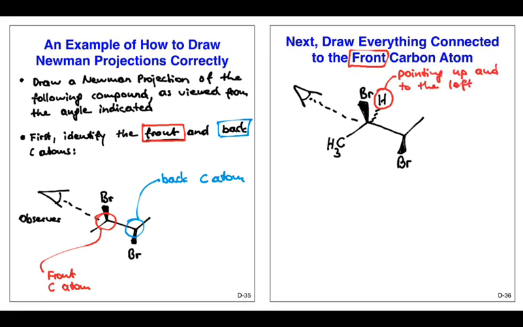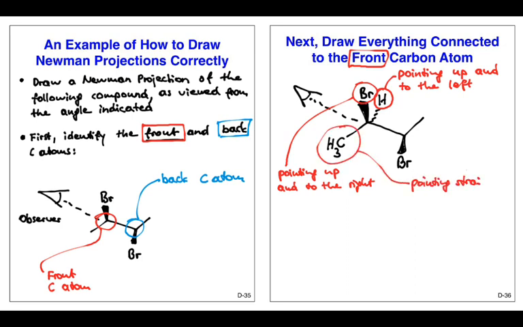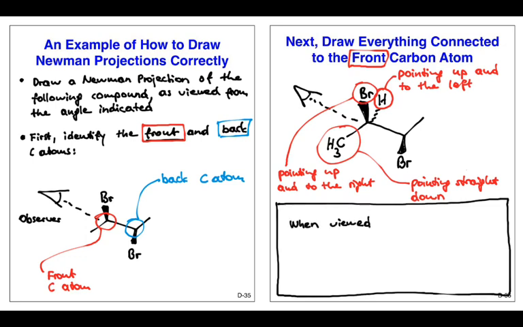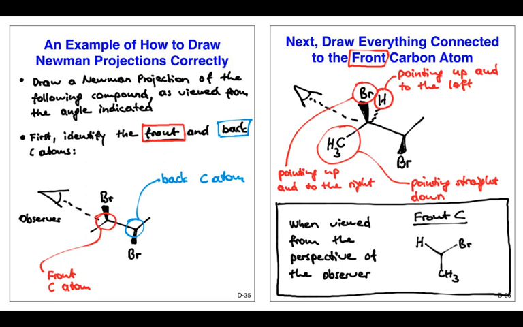So now where are these atoms pointing? The hydrogen is pointing up and to the left, bromine pointing up and to the right. The methyl group is pointing straight down. So now we can draw this part as viewed from the perspective of the observer for the front carbon atom as a Newman projection. And remember, the front carbon atom we just draw as a dot. We look straight at it, and methyl group pointing straight down, bromine up and to the right, hydrogen up and to the left. All right.